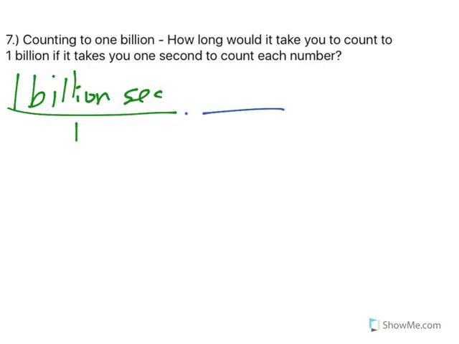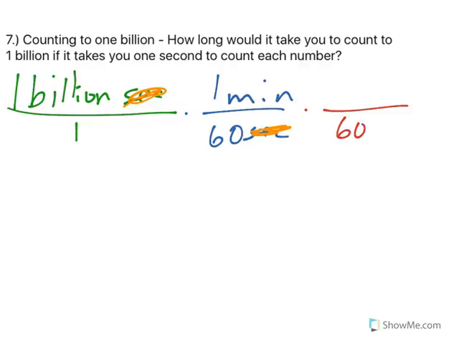So if I say, well, there are 60 seconds in 1 minute, that makes my seconds go away and it'll put me in minutes. And I'm telling you right now, that's still a lot of minutes. So I'm also going to say there are 60 minutes in 1 hour. And because that'll get rid of minutes, that's a lot of that, I'm going to say 24 hours in 1 day. Now, at that point, I'm going to stop and do some math.